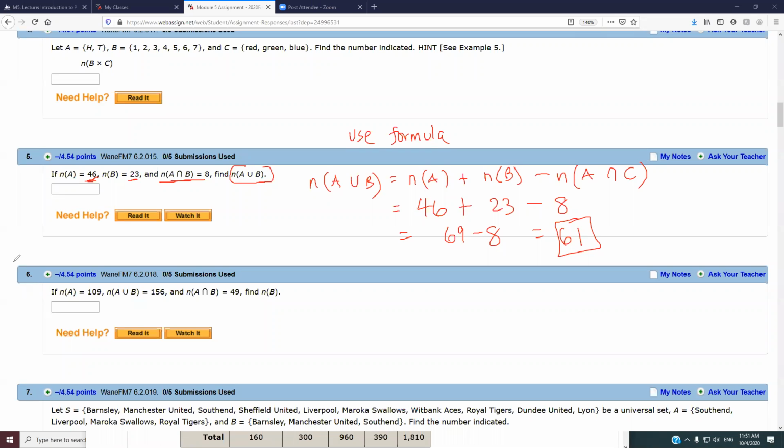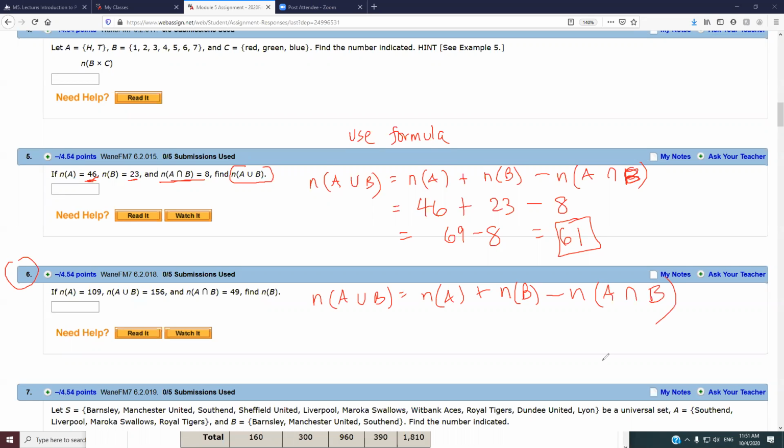Let's go to number 6. Number 6 is very similar, but it is going to give you different information, so you're going to need to use a little algebra. Let me write this formula down again. N of A union B is the number of elements in A plus the number of elements in B, but I've got to subtract the number. Whoops, this is a typo up here. This should be A intersection B.